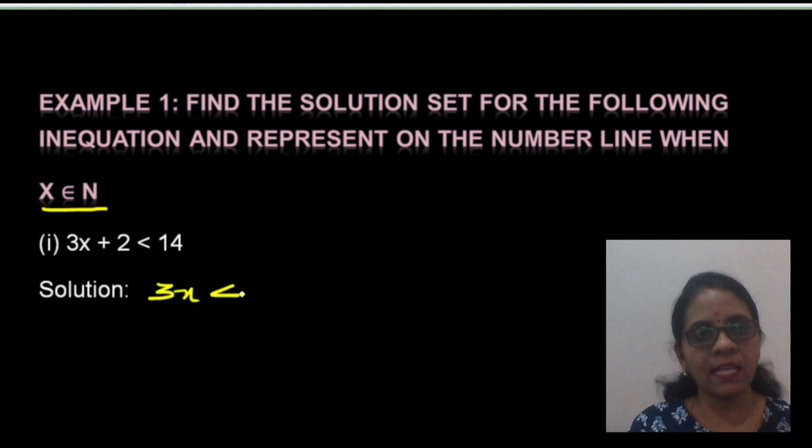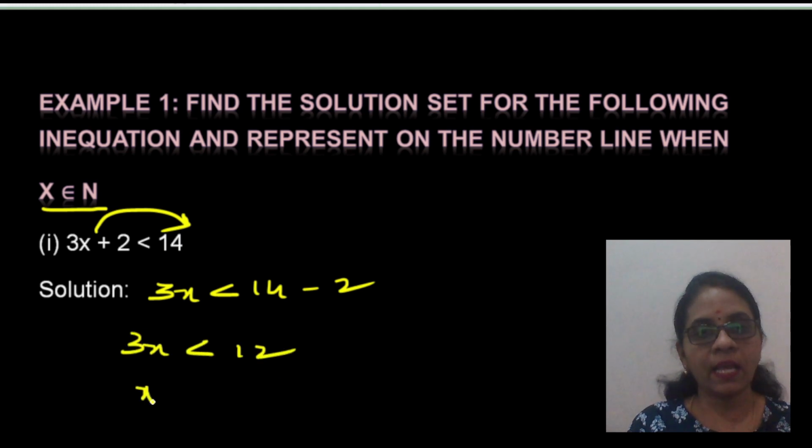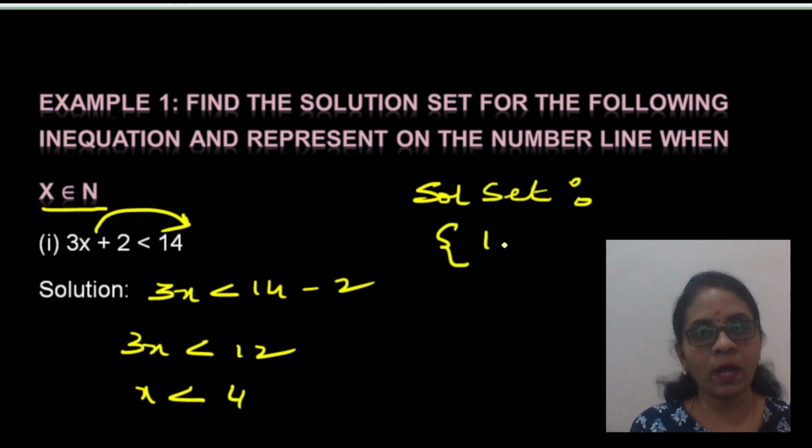So 3x is less than 14 minus 2. What did we do? 14 minus 2 plus 2 went to the other side. We learned that if a term gets transposed to the other side of the inequation, the sign of the term changes. So plus 2 becomes minus 2. So 3x is less than 12, x is less than 4. Now what are the natural numbers that are less than 4? That makes your solution set. So your solution set, always write within curly brackets, is {1, 2, 3}.